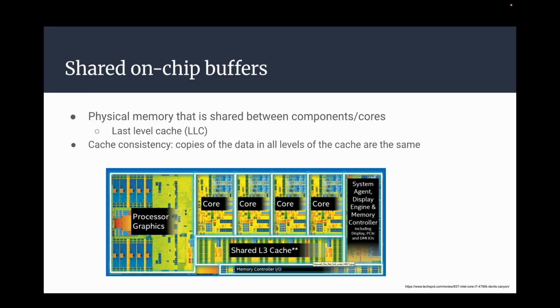So now on to the motivation for our project. Some of these side channel attacks require a shared memory, but they all use the shared cache. This can be found in the shared on-chip buffers, which is the actual physical memory that is shared between the components and the cores of the system. As we can see here in this Intel Core i7-4790K chip, the last level cache is shared between all the cores. And here it is.